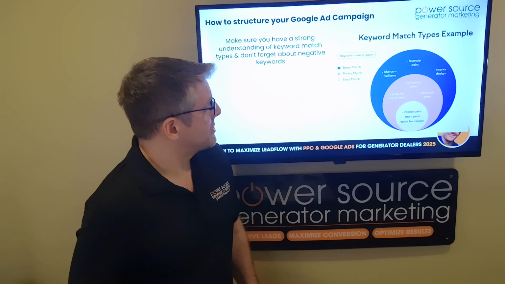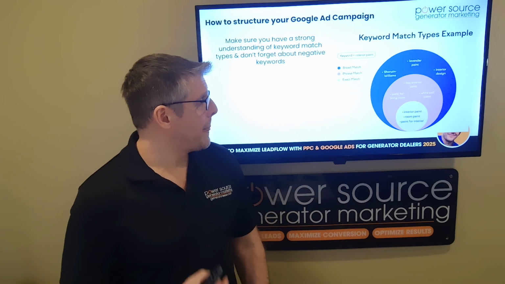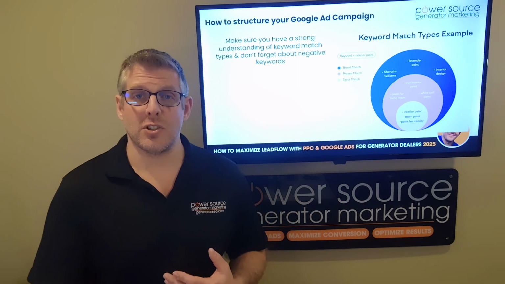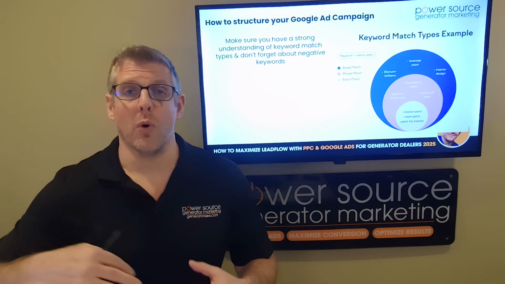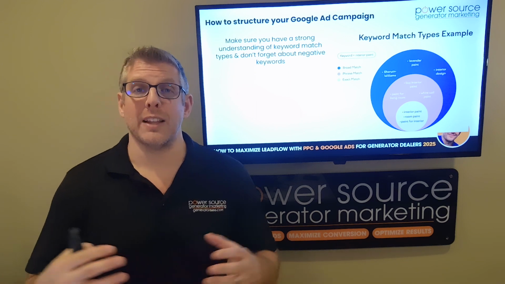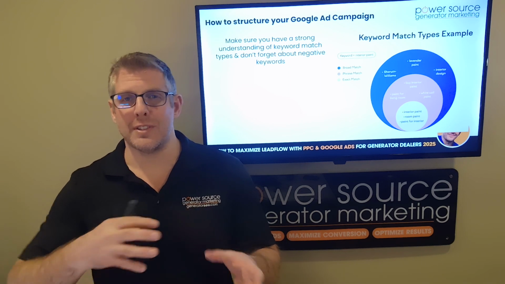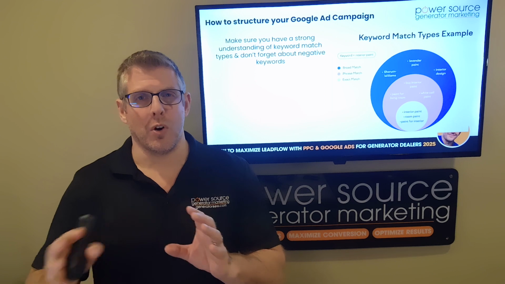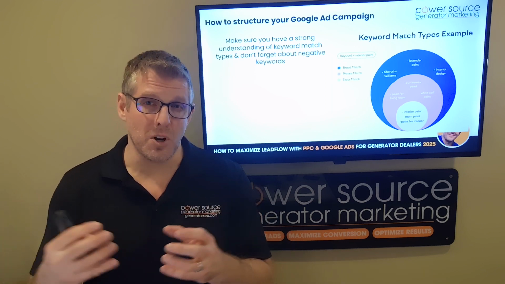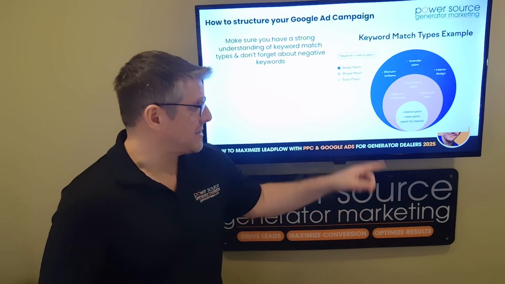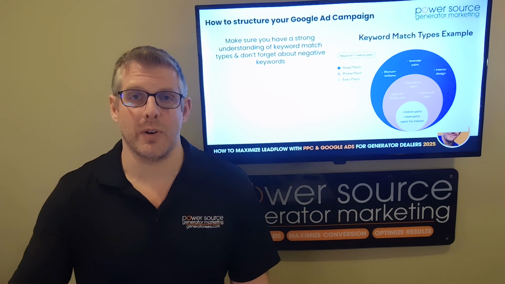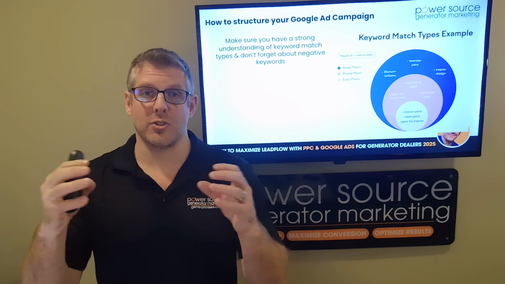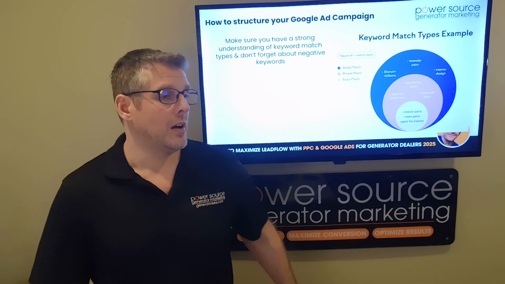That's just an example. The second one is a phrase match. So generator installation, or install generator, or install house generator. So that's a phrase match. So Google will kind of use that phrase and mix up the words, and however somebody searches it, they'll keep it much tighter. And then there's the exact match. So exact match on home standby generator, we want you to come up whenever somebody searches exactly those words.